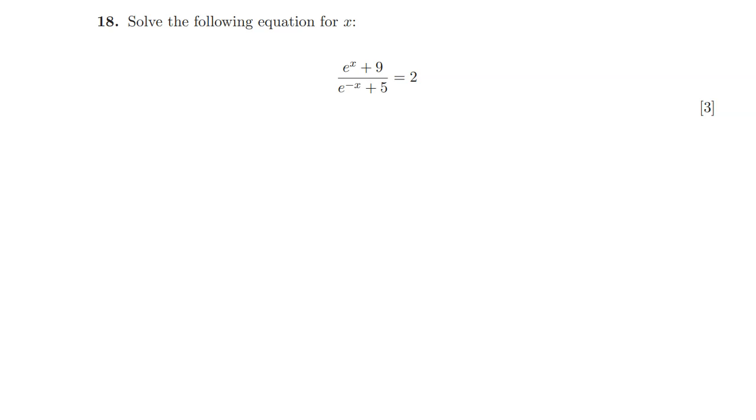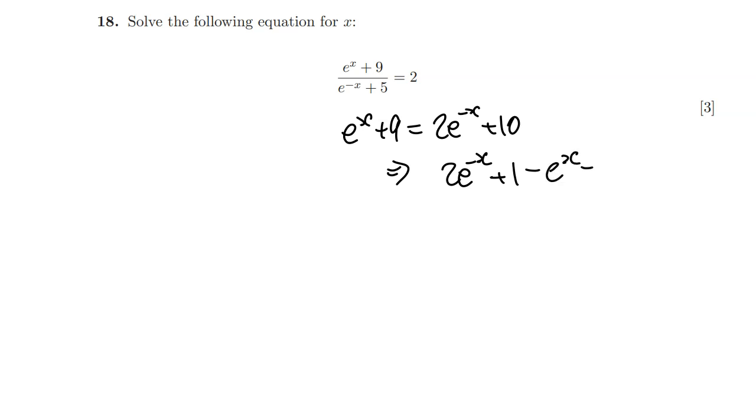Question 18. Solve the following equation for x. So the first thing I would do is get rid of the fraction. So e to the x plus 9 equals 2e to the minus x plus 10. And then I take everything over to the same side. So 2e to the minus x plus 1 minus e to the x equals 0.